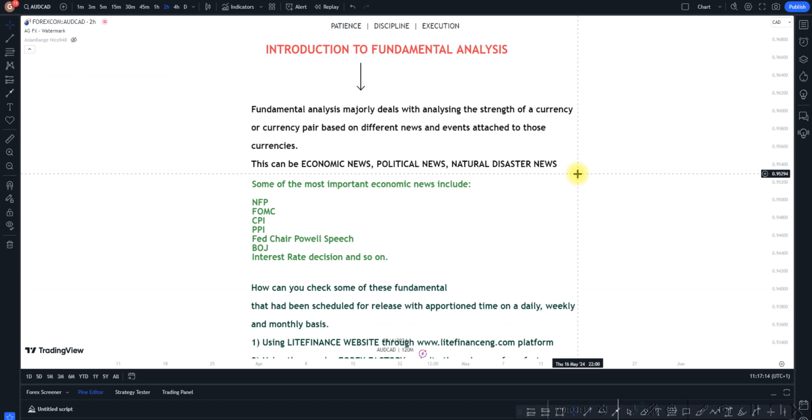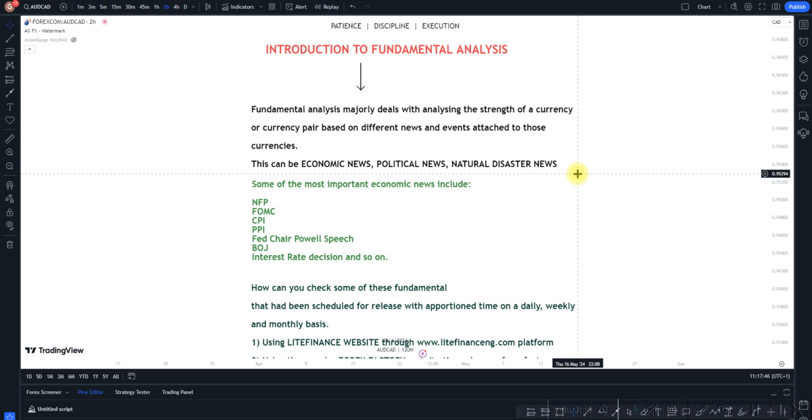So, some of the most important economic news that we take cognizance of, or that we will take note of, is because during this time, there is a lot of movement in the market, high volatility. You'll be seeing big bullish candles, big bearish candles, fast movement in the market. So some of them include the NFP, the non-farm payroll, FOMC, CPI, PPI, Fed chairperson speech, BOJ, Bank of Japan, then interest rate decision, and so many like that.